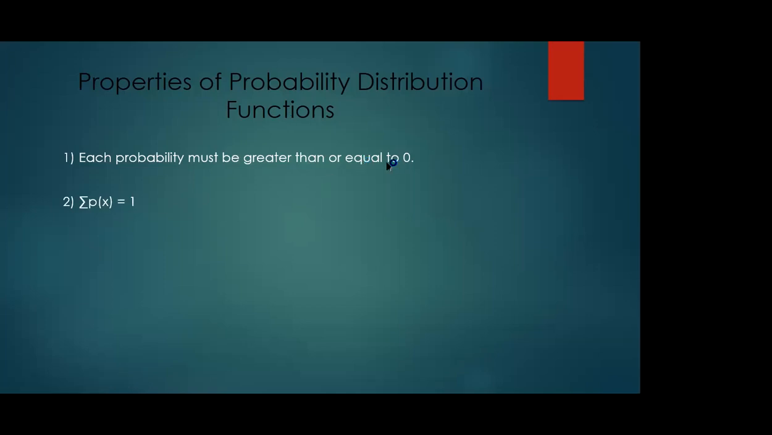And you know that if a probability is equal to 0, it means it is impossible for sure, and the event is impossible.